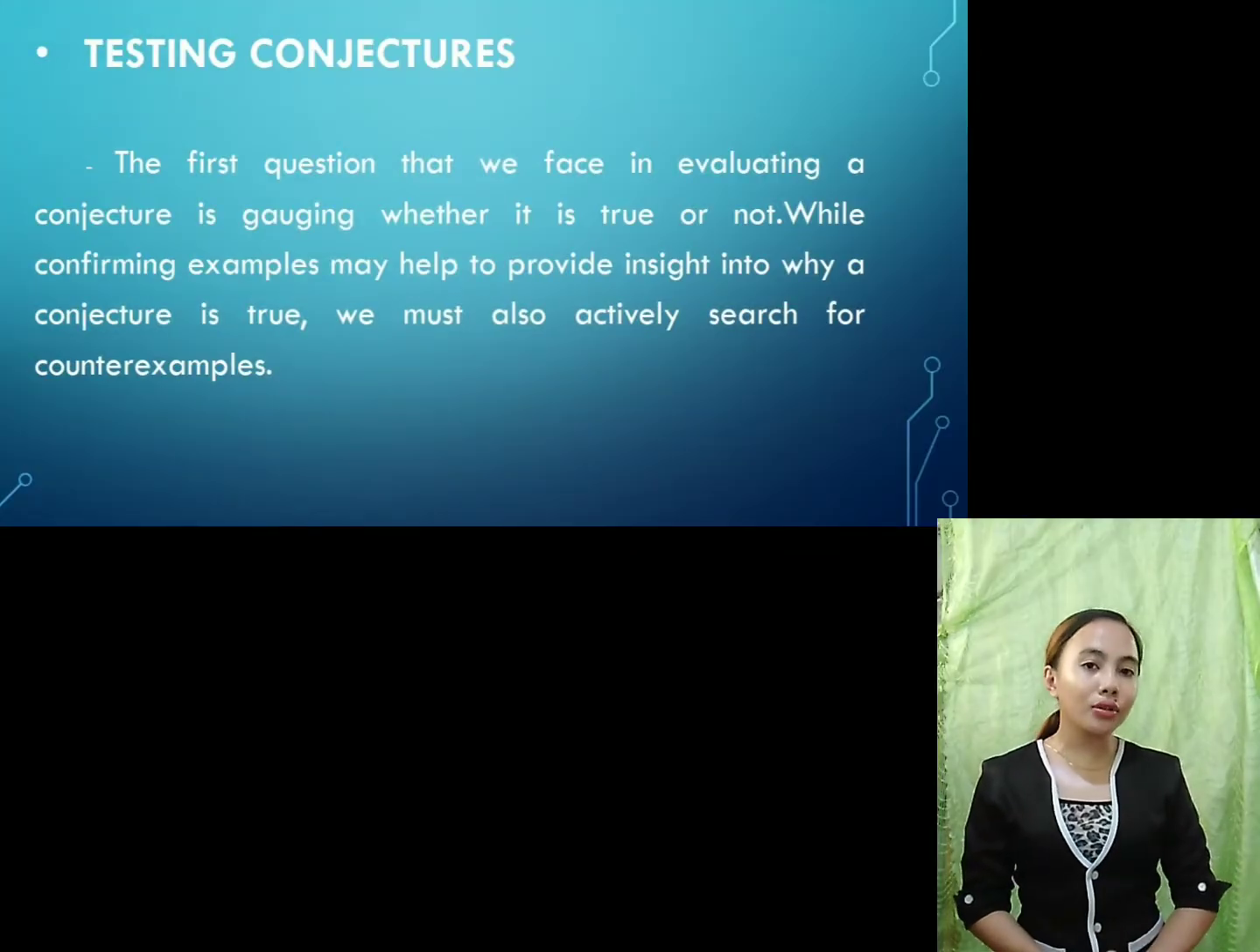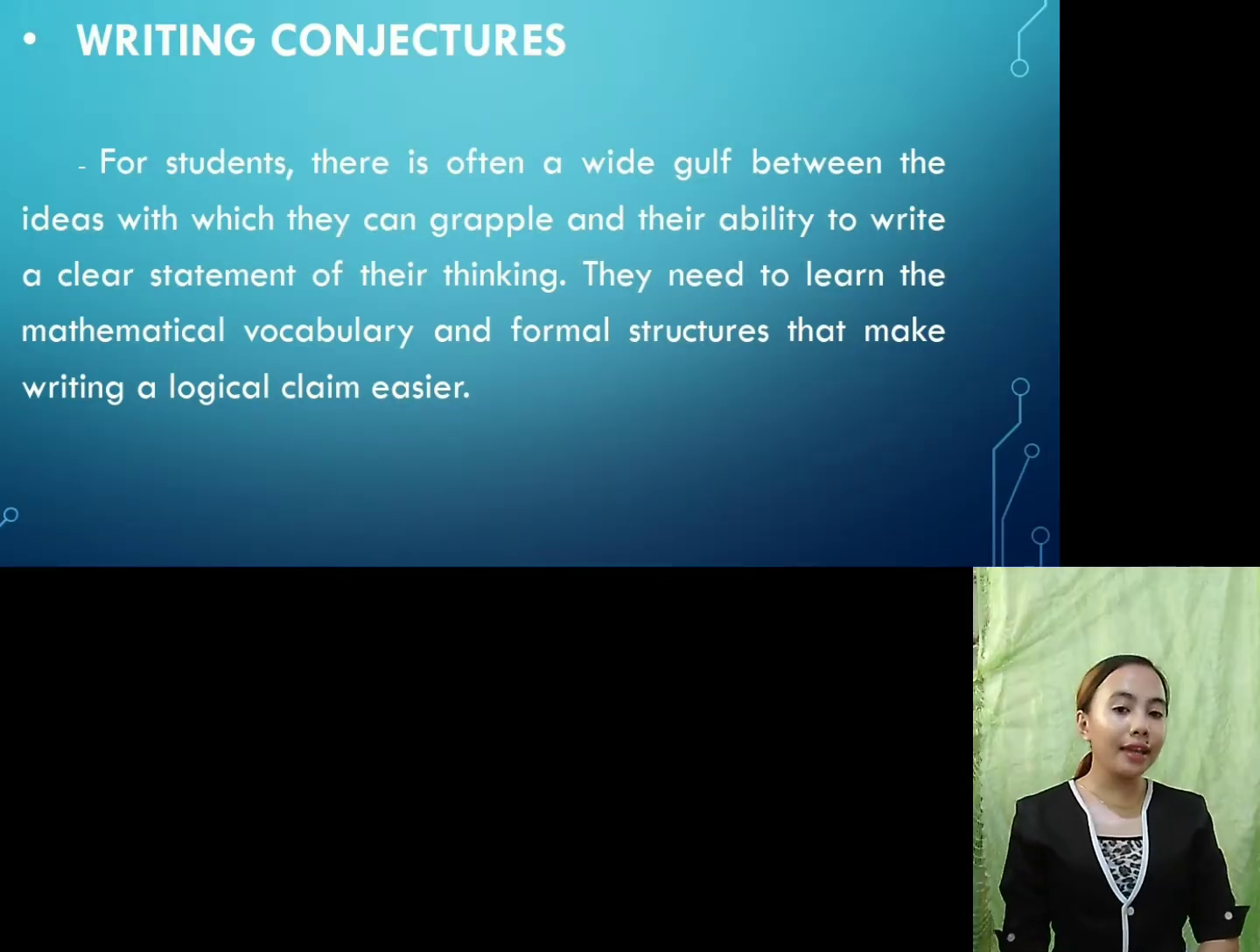Third is the testing conjectures. It is the first question that we face in evaluating a conjecture, gauging whether it is true or not. While confirming examples may help to provide insight into why a conjecture is true, we must also actively search for counter-examples. And lastly, fourth is the writing conjectures.